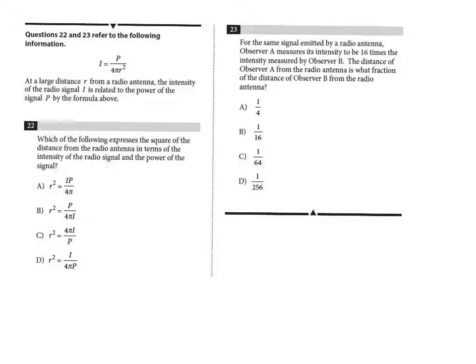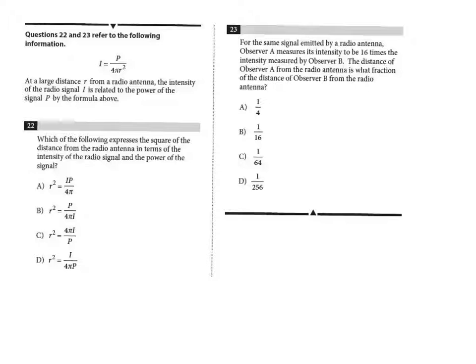At a large distance r from the radio antenna, the intensity of the radio signal I is related to the power of the signal P by the formula above. Okay, so it looks like the intensity is inversely proportional to the square of the distance, because the distance is squared in the denominator. Number 22. Which of the following expresses the square of the distance from the radio antenna in terms of the intensity of the signal and the power of the signal?